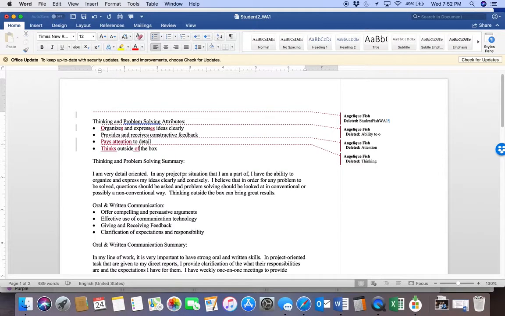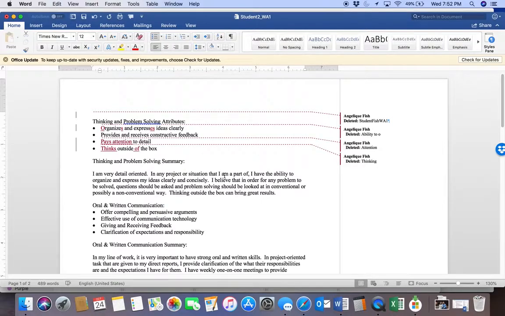Okay, summary time. I am very detail oriented. In any project or situation that I am part of, I have the ability to organize and express my ideas clearly and concisely. I believe that in order for any problem to be solved, questions should be asked and problem solving should be looked at in conventional or possibly a non-conventional way. That's a little worded awkwardly.